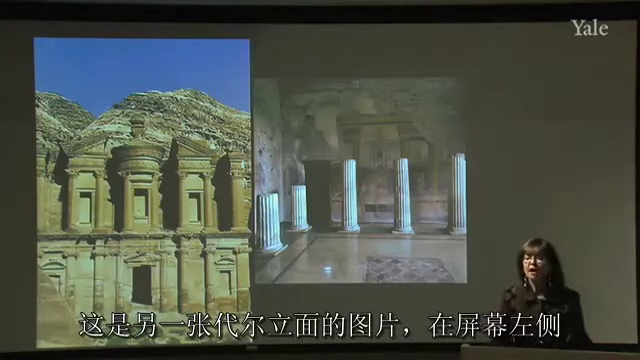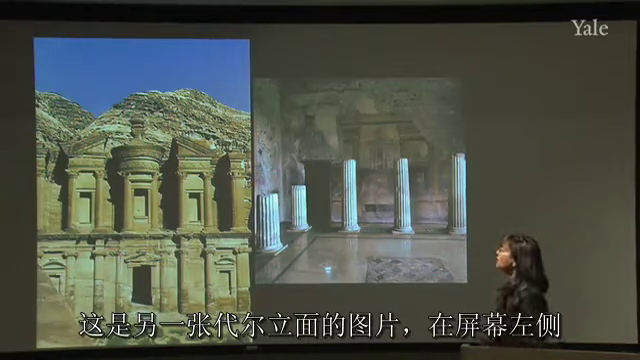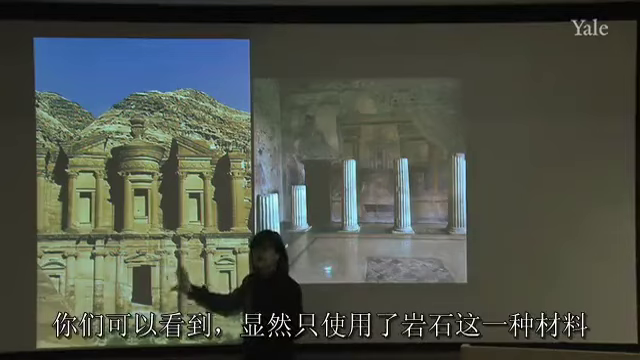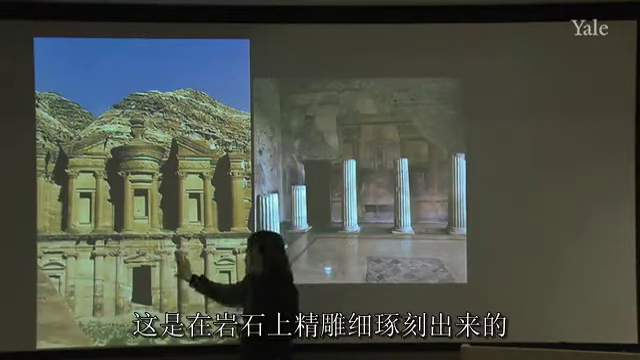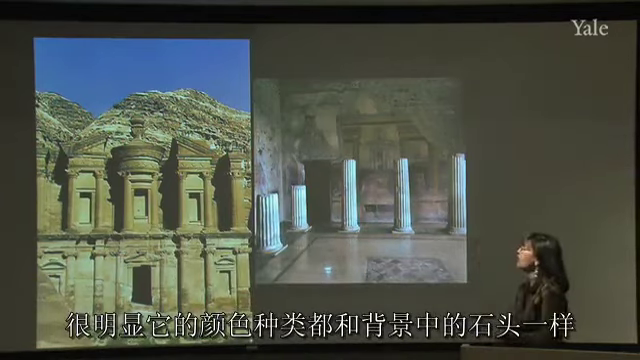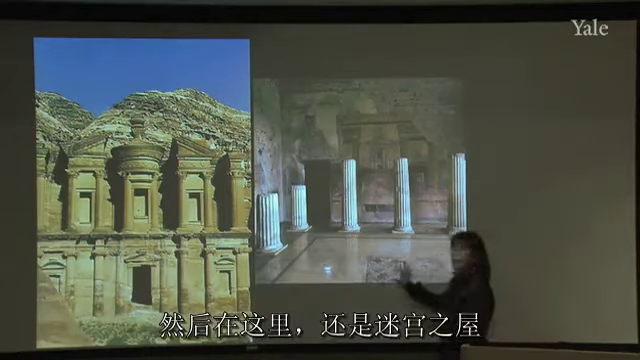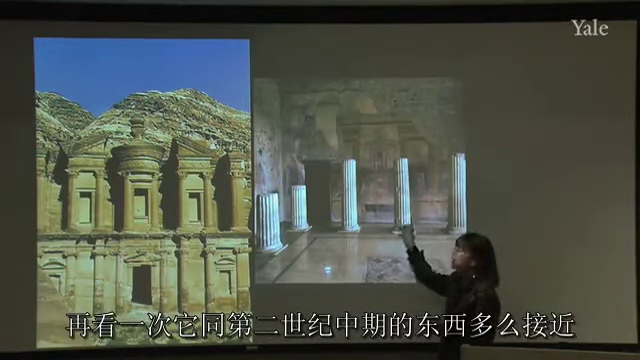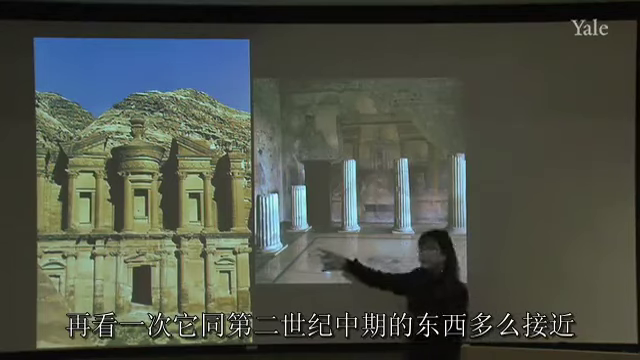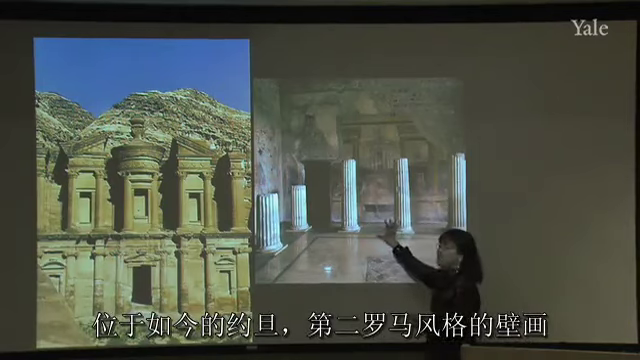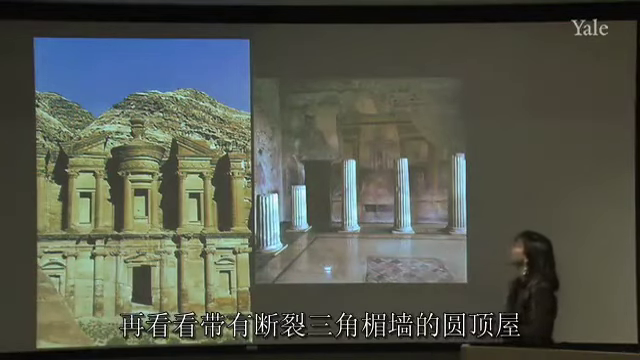Here's another view of the facade of the Deir on the left-hand side of the screen, and you can see the material used is obviously the rock itself. This has been literally carved out of the living rock, so that it's obviously the same stone and the same color as the rock that still serves as its backdrop. And then over here, the House of the Labyrinth again, just to show you again the close resemblance of this sort of thing in the mid-2nd century A.D. in what is now Jordan to second-style Roman wall painting. And I show you again the tholos within the broken triangular pediment.